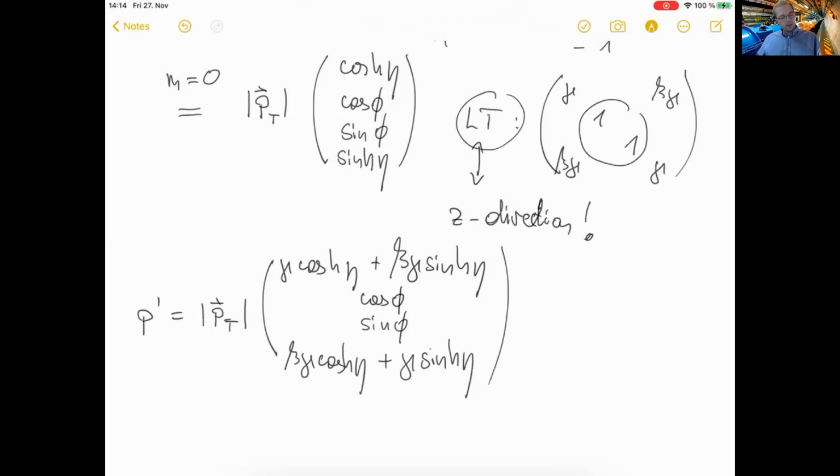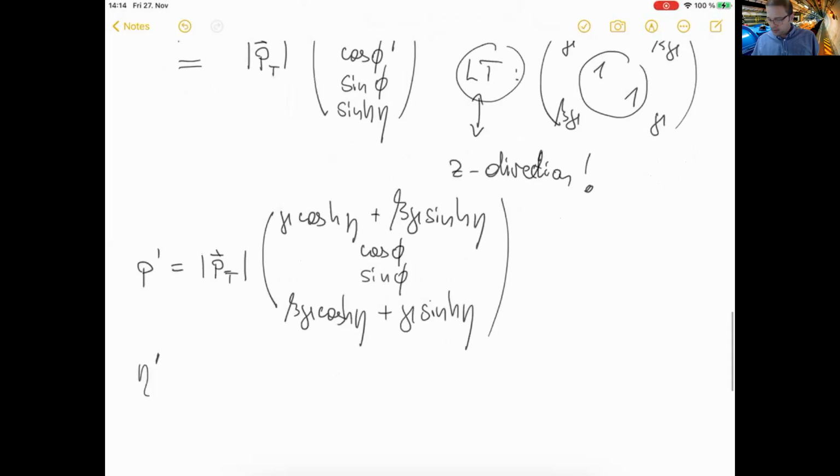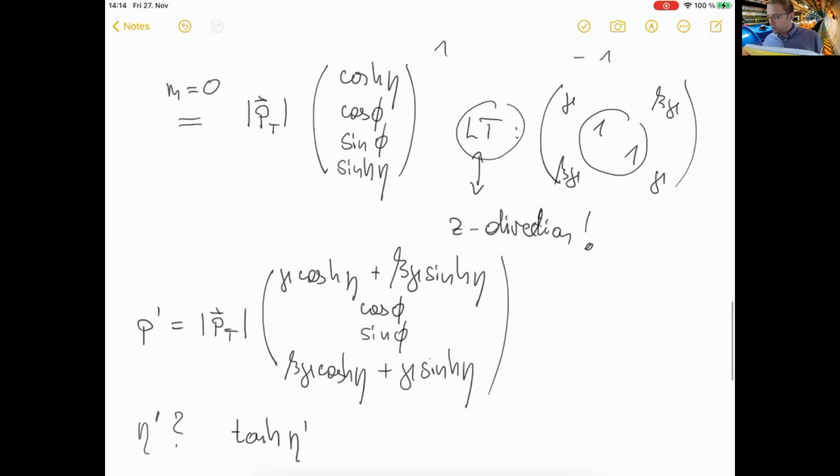And now let's compute eta prime. What is it? So the question is this quantity eta, which is a simple function of the angle theta, how does it Lorentz transform? And I'm going to compute the tangent hyperbolicus of eta prime, because that's easy to compute.